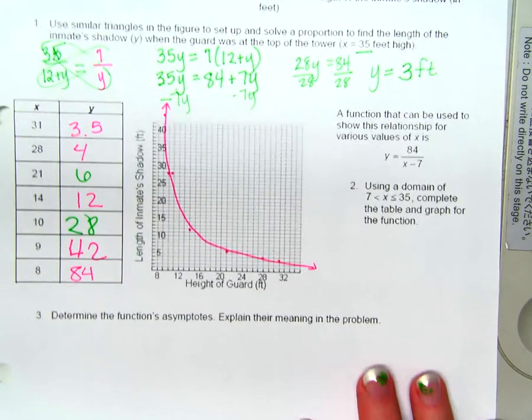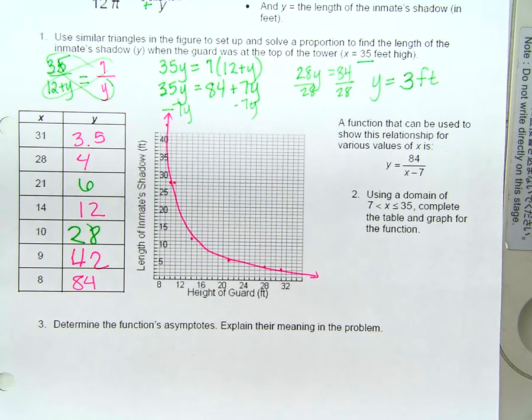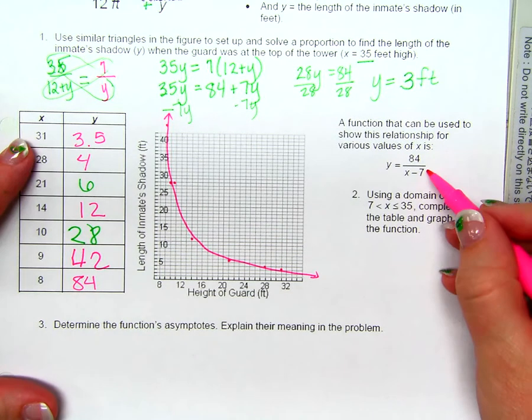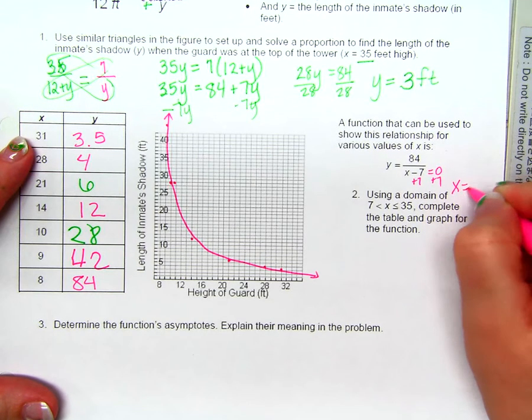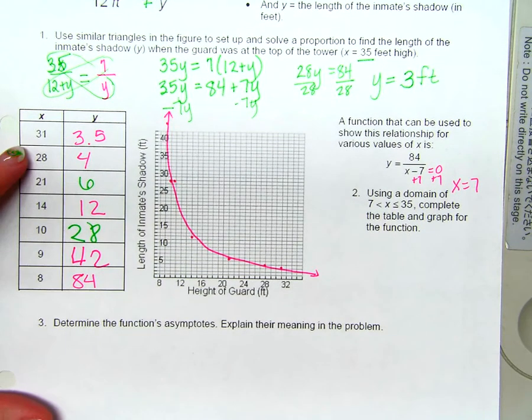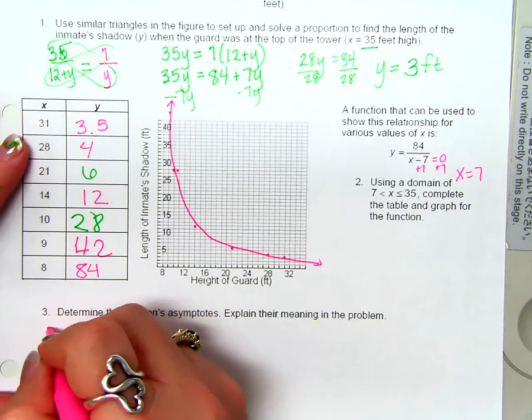Problem number 3 says determine the function's asymptotes and explain their meaning in the problem. So the biggest deal here is remembering 10 days ago. How in the world do we find asymptotes? Vertical asymptotes are the easiest to remember. How do we find vertical asymptotes? We set the denominator equal to 0. So we would add 7, so x would equal 7. What does that mean? There's an asymptote at x equals 7.